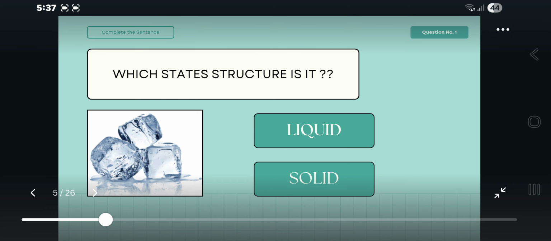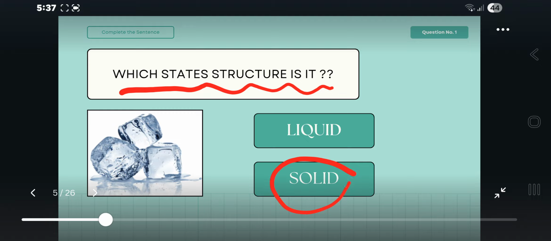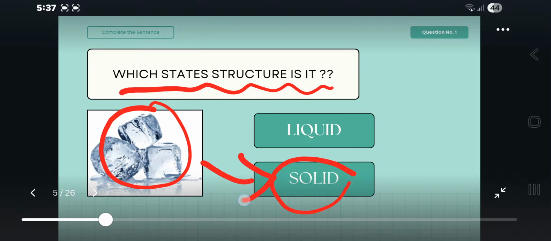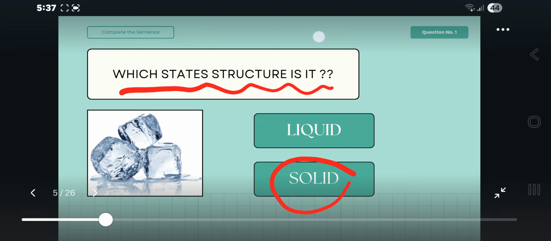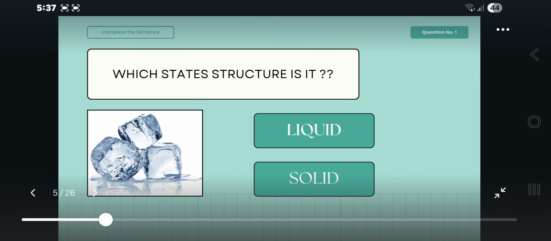Which state's structure is it? Now I will ask some questions because we have already done this topic, so you don't need to memorize it again. Which state structure is it? Well done. It's solid, because the particles are tightly packed and arranged. And ice is an example of what? Solid. Correct. Always remember, whenever it comes in the exam, ice is the example of solid. I'm moving on.